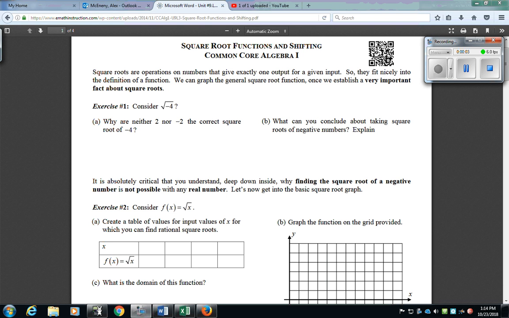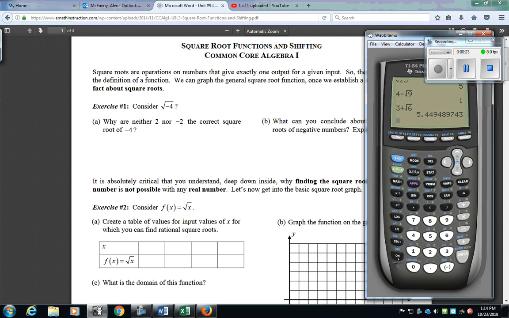We're going to be focusing on square root functions and how shifting is affected by the numbers that we see in the equations. So, let's get started. They're asking for the square root of -4, and they're asking us why neither 2 nor -2 is the correct square root of 4. And if you were to put in the square root of -4 on the calculator, you end up getting an error answer.